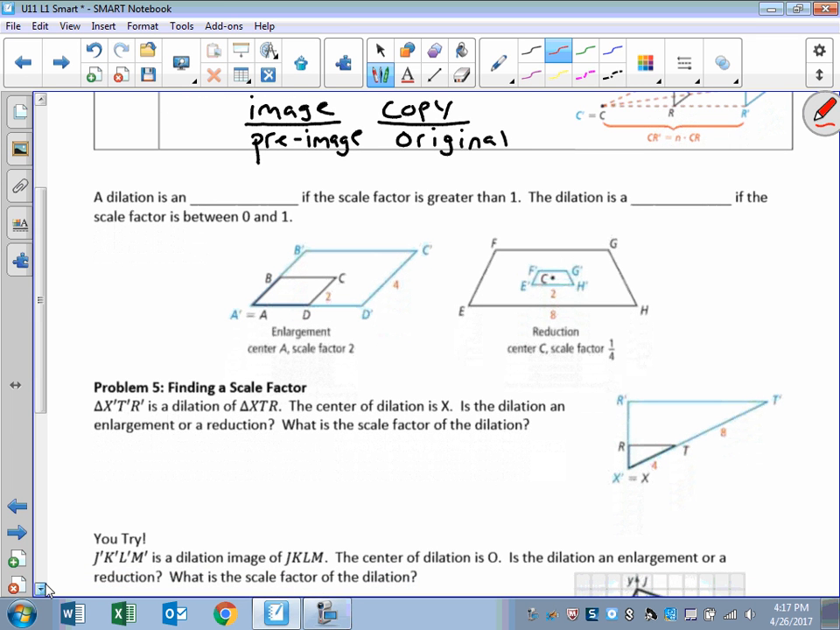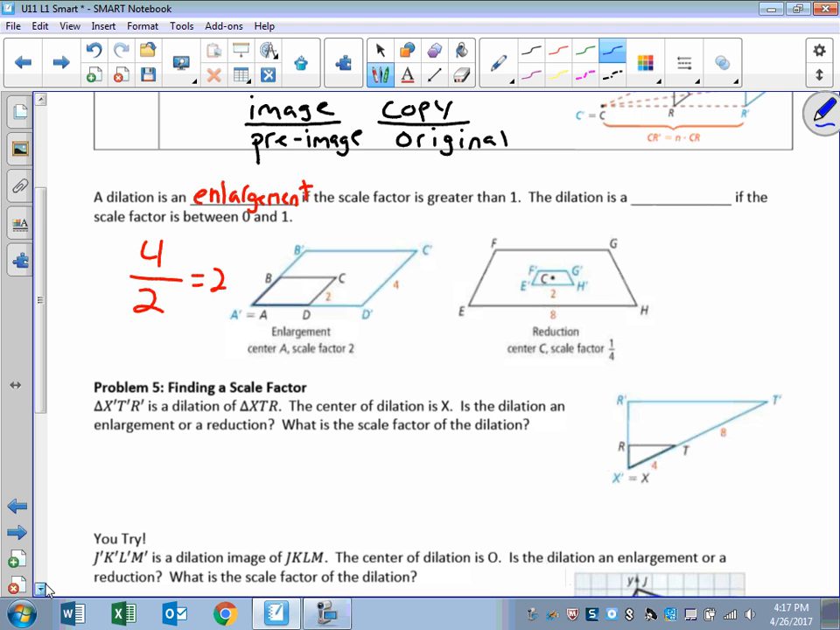Okay? So if we look at our first example, we have the copy is the blue shape, so that's going to go on top, and the original is the black, so that's going to go on bottom. So that's how we get a scale factor of 2. Okay? Now, if the scale factor is greater than 1, we have an enlargement. That's how we know it's getting bigger, because the scale factor is bigger than 1. On the flip side of that, if we look at this second example, the image is smaller than the pre-image, right? That means it's a reduction.